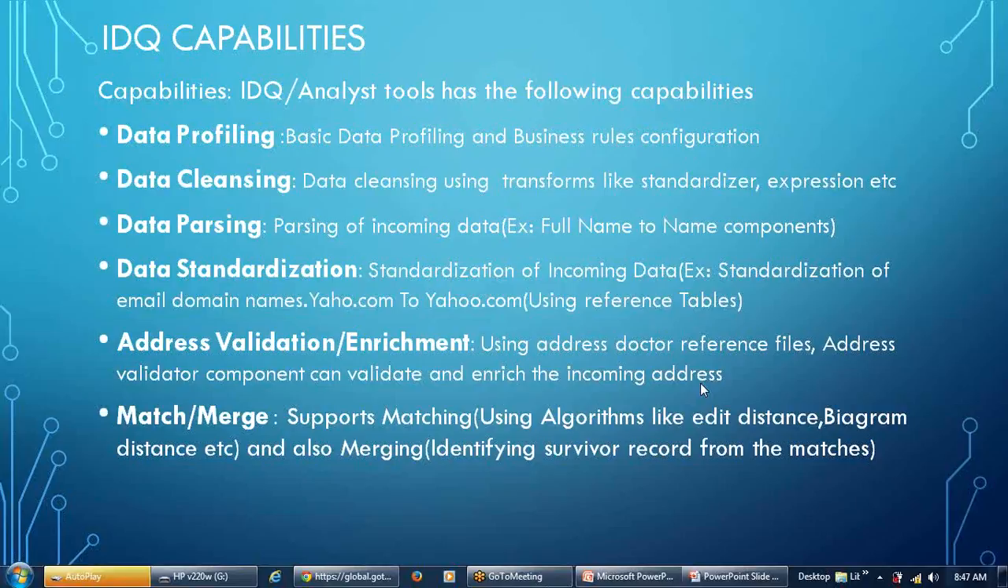enrich the data. Okay, and also you can do match merge. So it supports not only exact match, it also supports fuzzy match. So we will see what is exact match, what is fuzzy match, and all. So it has some algorithms like edit distance, bigram distance, and all. And also it supports merging the duplicates, like out of the identified duplicates, what would be your survivor record? Okay, so it will help us to do basically all these capabilities. So any questions on this slide?